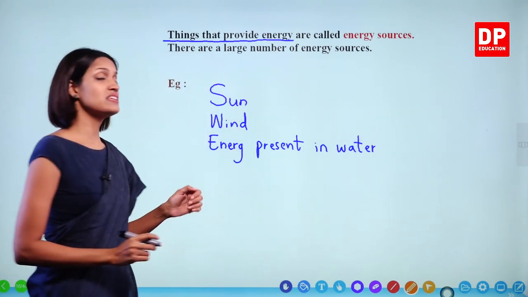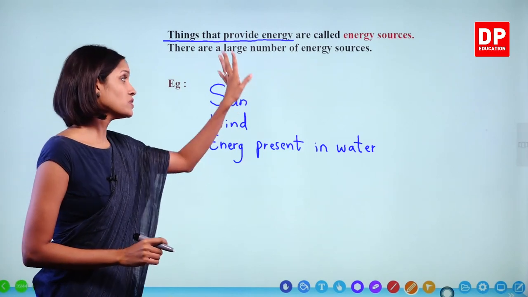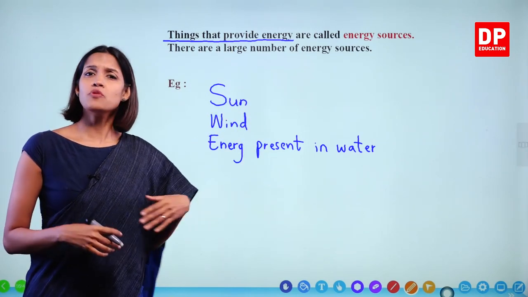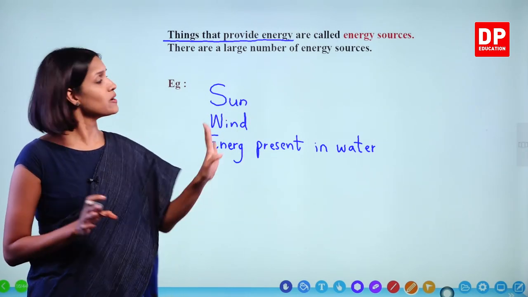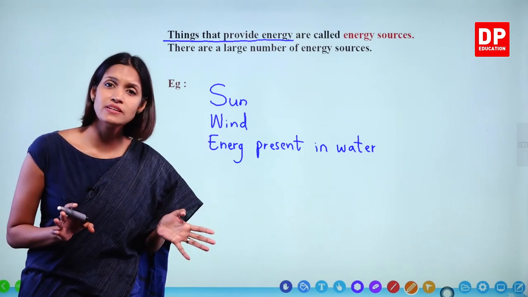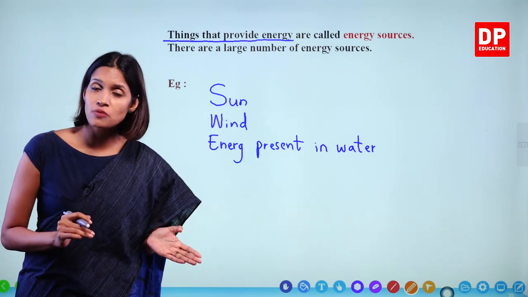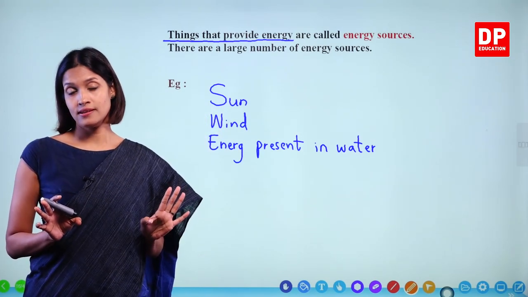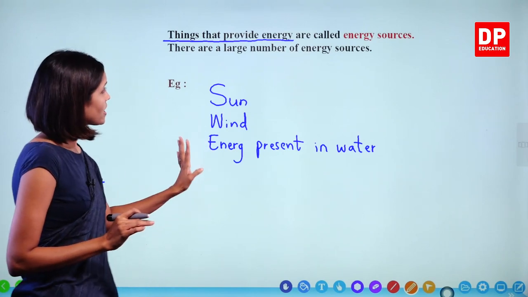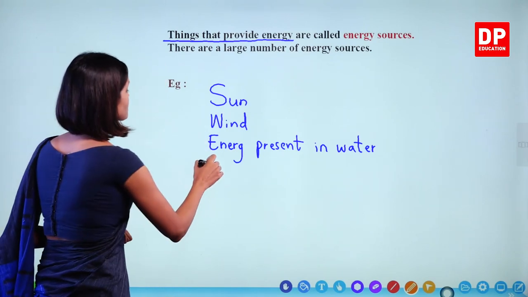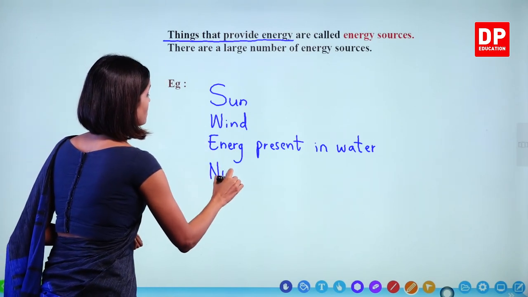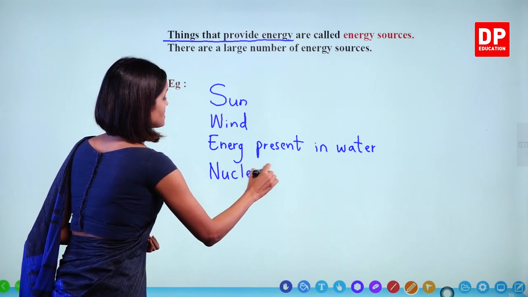Right? So under this lesson, we are going to discuss a lot of topics. Some of these topics you must have heard of and learned before. But some of the other topics are totally new to y'all, right? So another source of energy is nuclear energy.